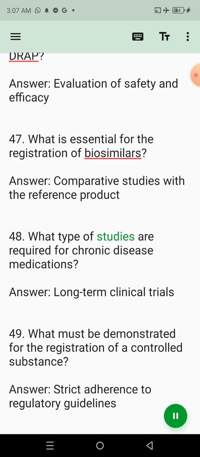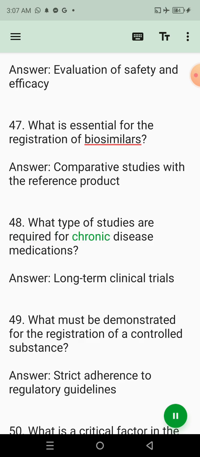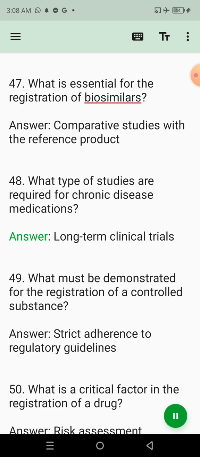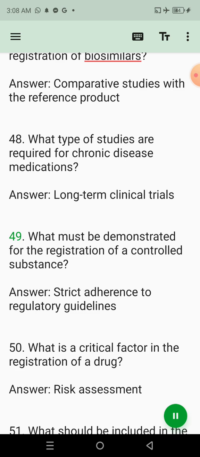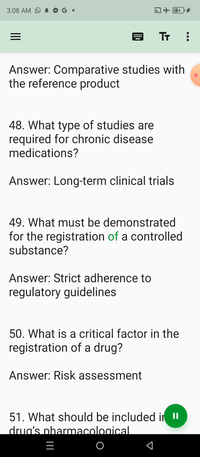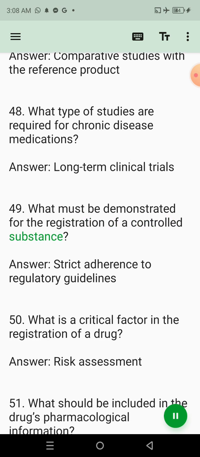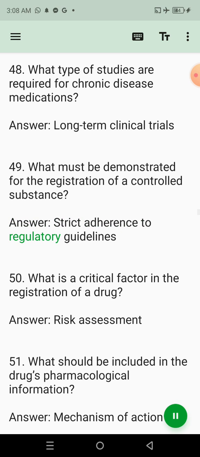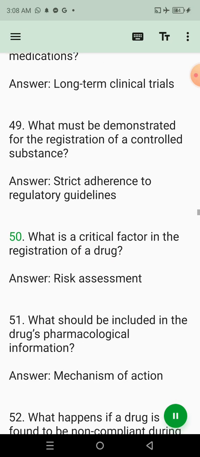48. What type of studies are required for chronic disease medications? Answer: Long-term clinical trials. 49. What must be demonstrated for the registration of a controlled substance? Answer: Strict adherence to regulatory guidelines.